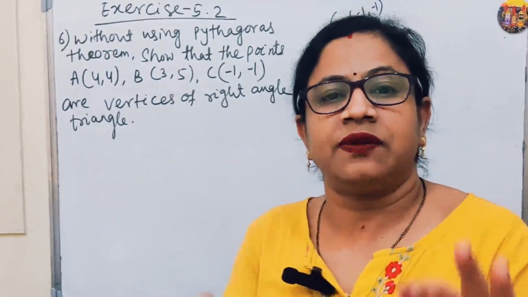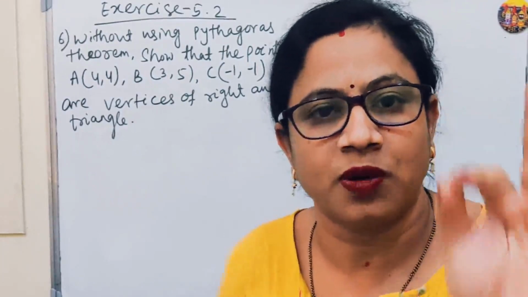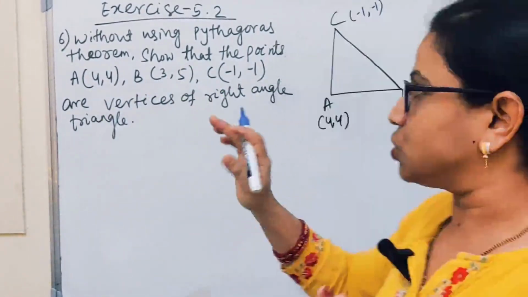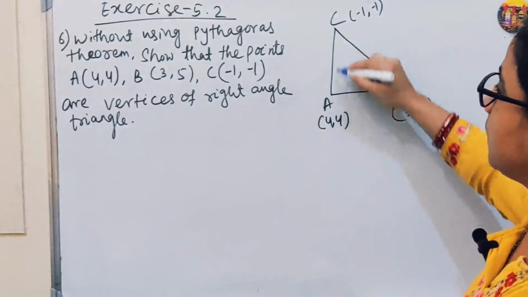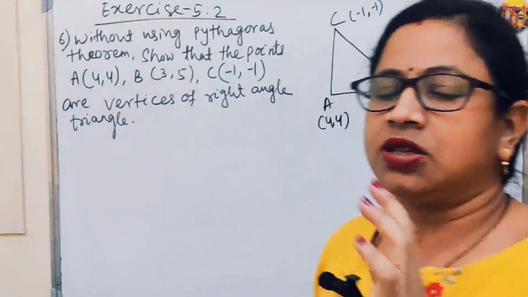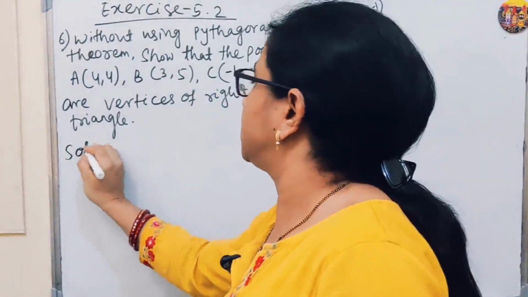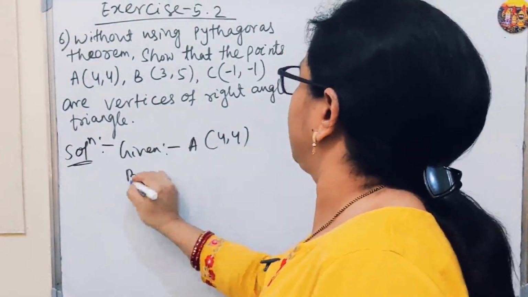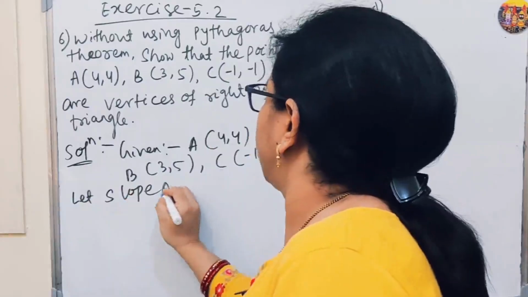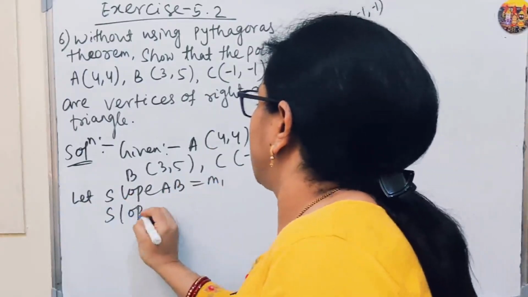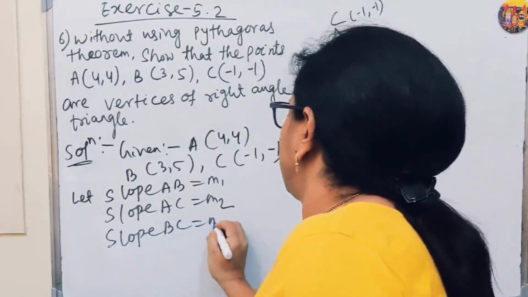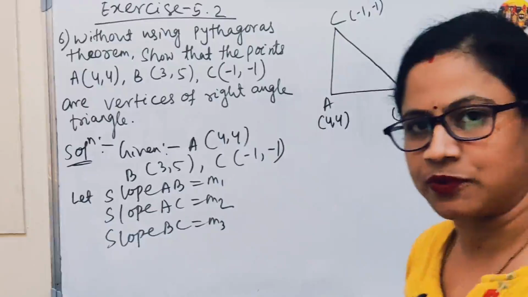But as it is not given, we need to calculate the slope of each line possible. Then we will find whether they are perpendicular or not. So here we have to find the slope of AC, slope of AB, slope of BC. Three slopes we need to find. So let's find the slopes first. Solution: given A (4, 4), B (3, 5), C (-1, -1). Let slope AB be M1, slope AC be M2, slope BC be M3. So three possible slopes we have to calculate here.